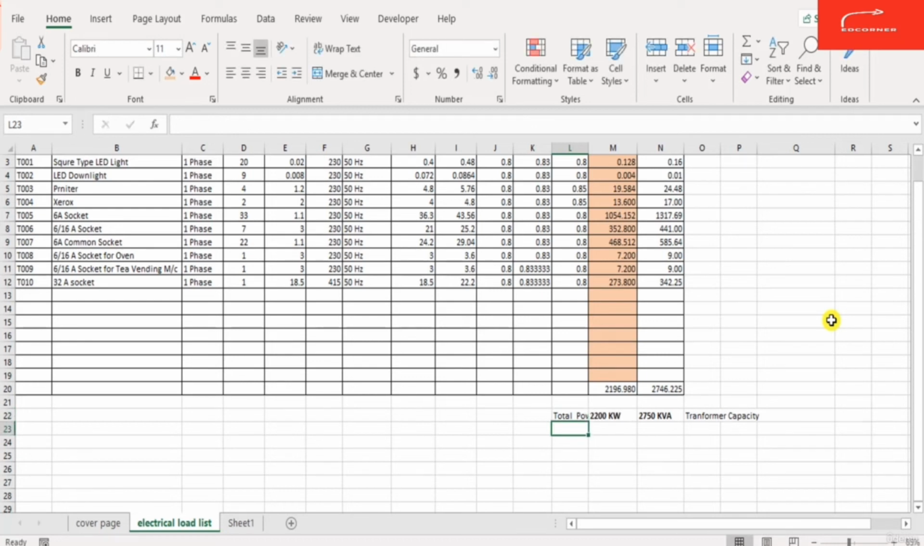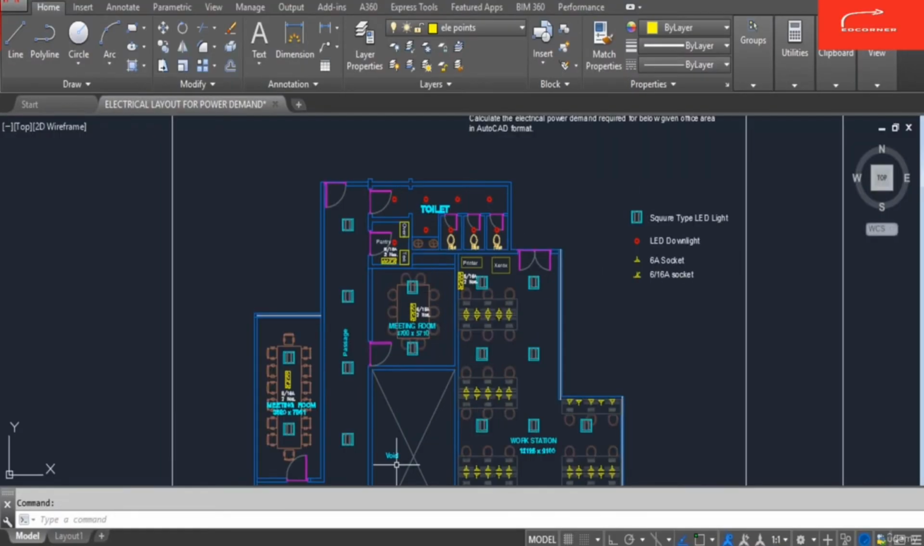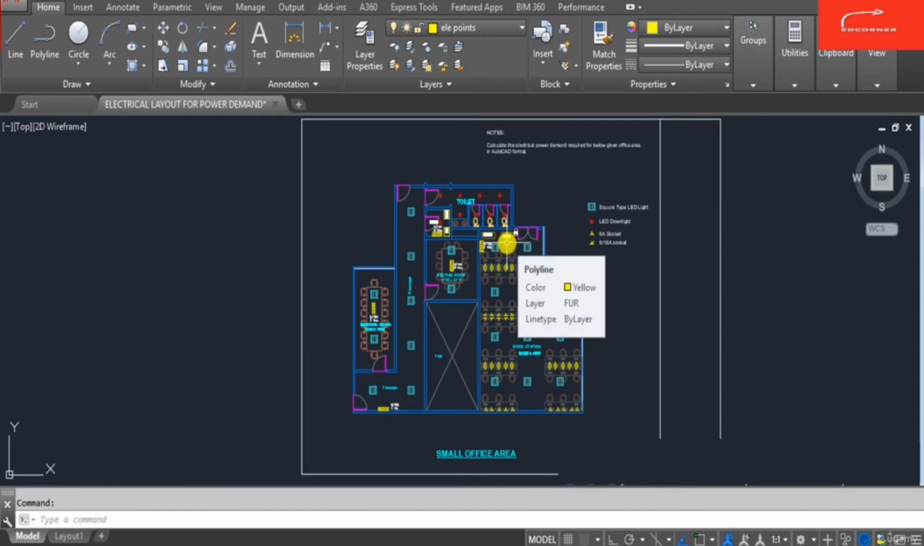Total power demand. This is the total power demand required for that office area, that is 2200 kilowatt, as well as this is the transformer capacity for that office area. So we have calculated this entire office power demand calculation. This is the way to calculate the power demand, by providing each and every factor, each and every requirement. This is just a single floor, small office area power calculation.